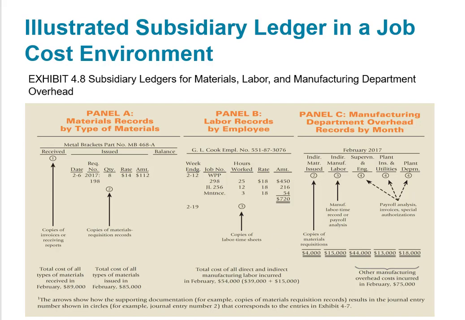Everything is done by computers now, so, you know, I guess it's a mental representation. So this would be a subledger, okay, that contains the underlying data that helps managers keep track of a particular job. Okay, this one, panel C, shows the details of different categories of overhead costs, such as indirect materials, indirect manufacturing labor, supervision and engineering, plant insurance, utilities, plant depreciation.